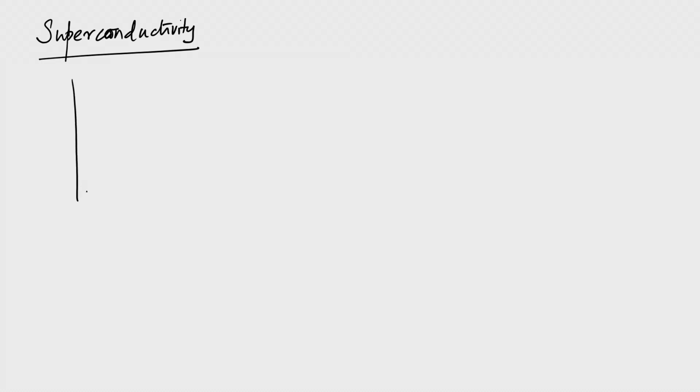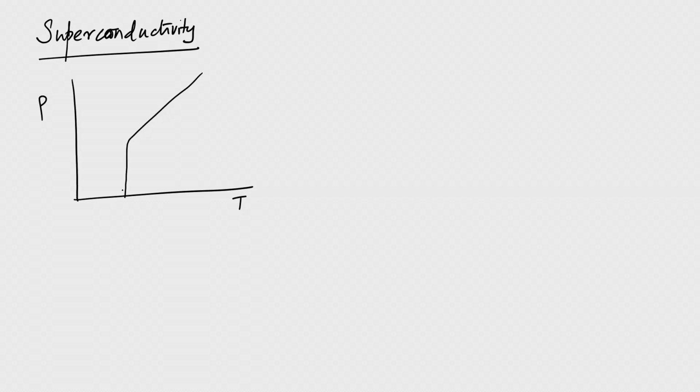So, let us recapitulate some of the key features of superconductivity. We have seen that the resistivity, as a function of temperature, suddenly goes to 0 within a very narrow temperature range at a temperature which is called the superconducting transition temperature.